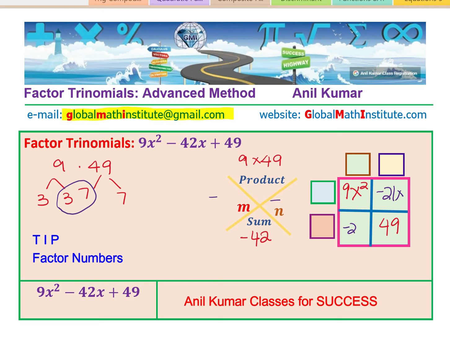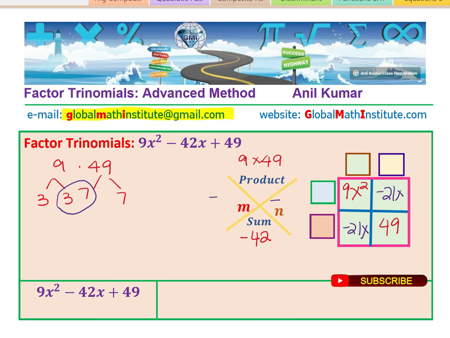Clear? Right. So it becomes so easy. Do you see that? By factoring 9x squared and 49, the numbers, we get to know what could be m and n, and we found them to be 21 each. This is also an example of a perfect square, right?